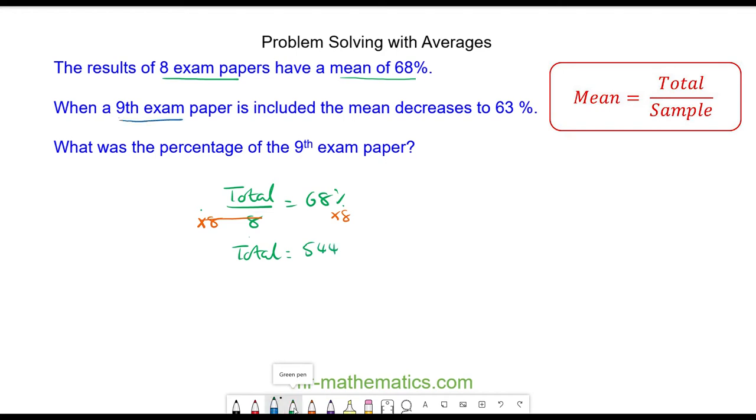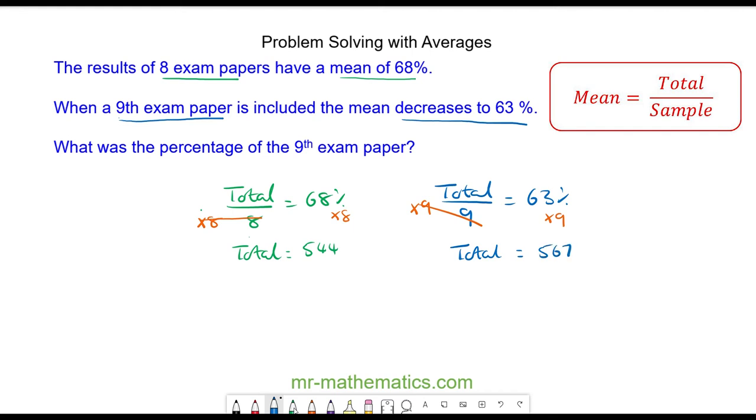When a 9th exam paper is included, the mean decreases to 63%. So we can use the same idea that the total of the 9 papers divided by the sample size of 9 has a mean average of 63%. Again, we treat it like an equation and multiply both sides by 9. And these will cancel. And we have a total of the 9 papers is 63 times 9, which is 567.